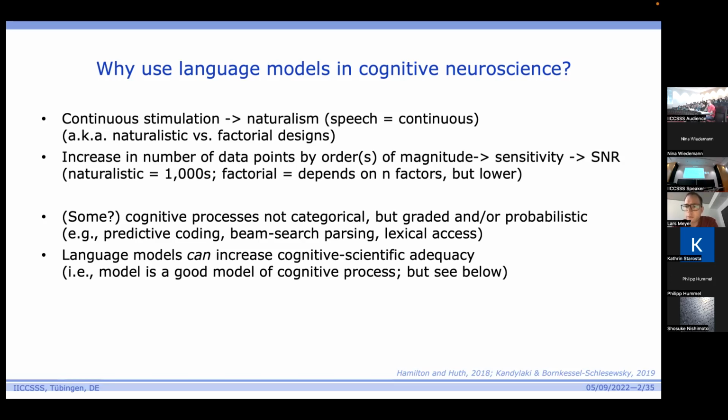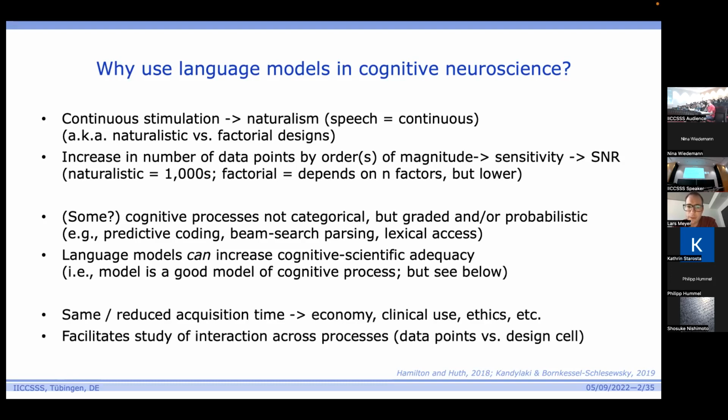Where they would say, oh yeah, your span can vary, and things like that. So things are much more gradual there. And your language model gives you a chance to probably connect the two worlds, the theoretical world and the processing world, a little better. And I've already mentioned this, of course, the same or even reduced acquisition time. And that's important for economy.